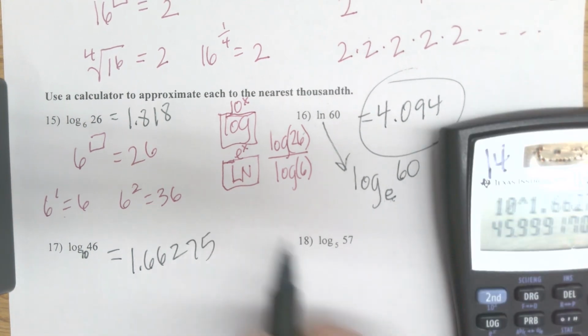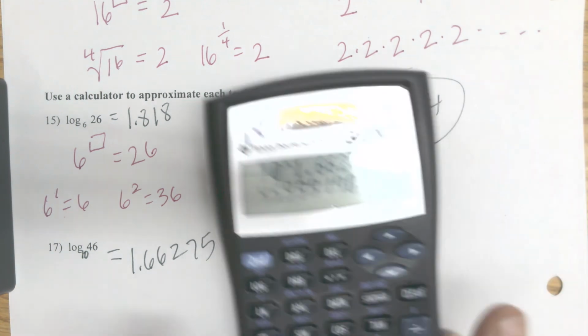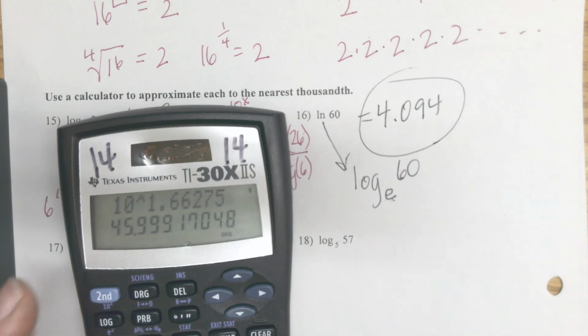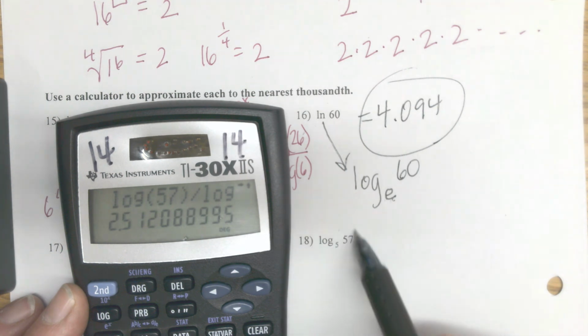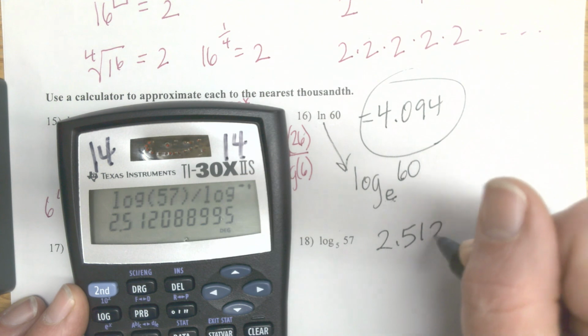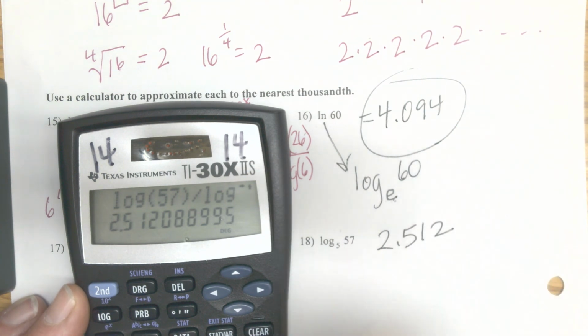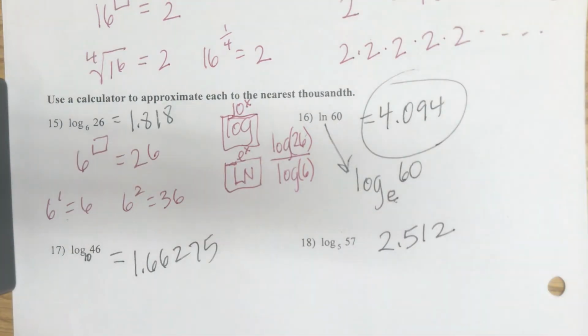All right, so I've got one more that's just like the first one. Again, if I need to evaluate this and I don't have a calculator that allows me to plug that in, I have to do the log of 57 and the parenthesis divided by the log of 5, and the parenthesis. It's log of the big number divided by the log of the base. So this is 2.512. Again, this means that if I take 5 raised to the 2.512 power, I will get something really close to 57.